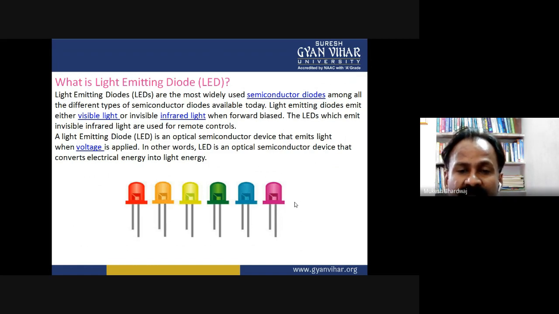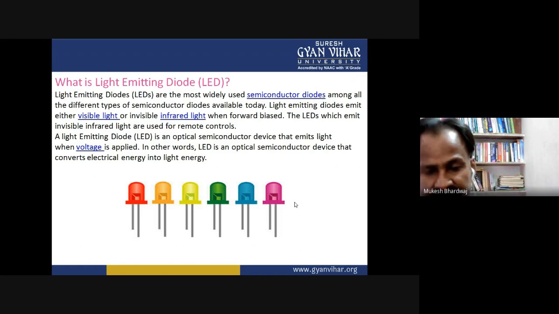If you observe the legs of the LEDs, one leg is shorter and one is longer. This difference in legs is just to connect the LEDs in forward biasing. So the shorter leg represents the LED terminal to be connected with negative potential, and the longer will connect it to the positive potential.